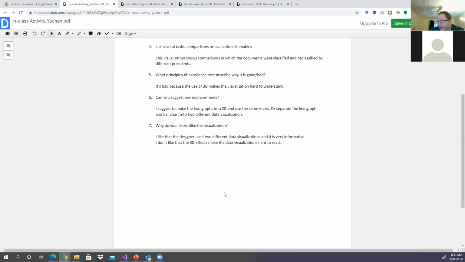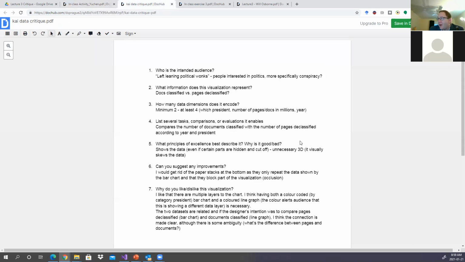The design has two different data visualizations. Is very informative. I don't like the 3D effect. Absolutely. The chart chunks sort of make sense because it's a pile of documents, but you could make a 2D bar and put little slashes in it. I know it's extra cruft, it's chart junk, but if you wanted to really clearly say these are pages, you can make it look like a stack of paper if you wanted to.